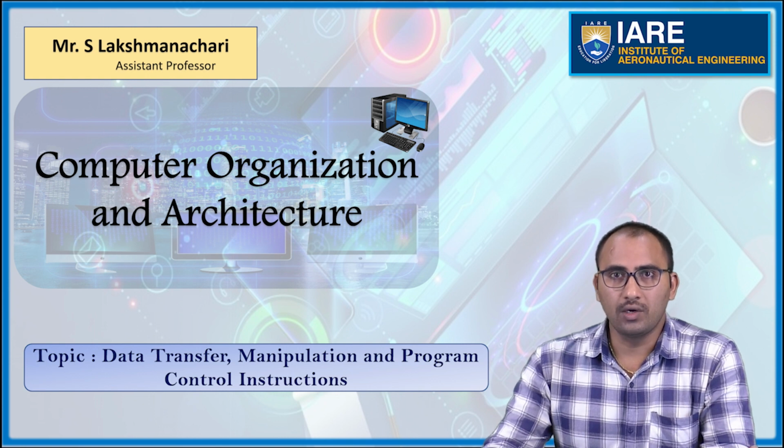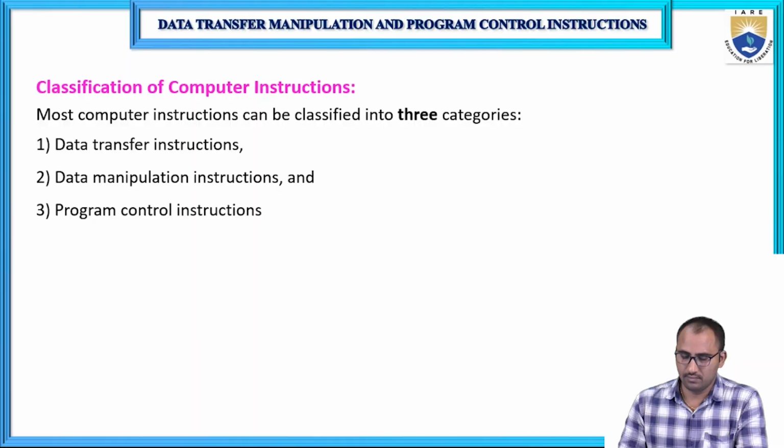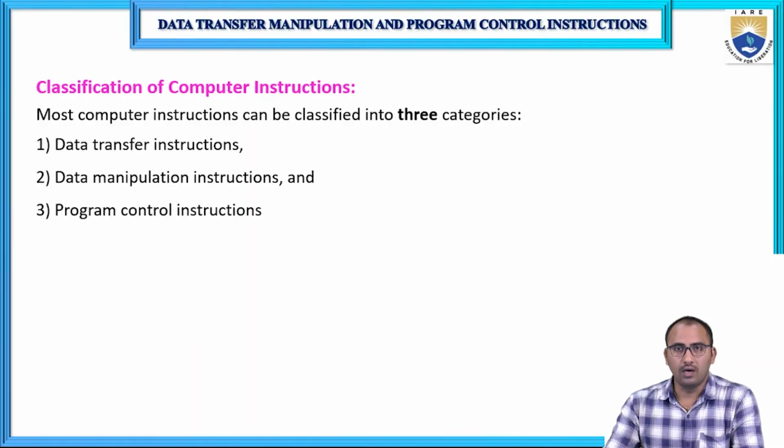Today, we are going to discuss the topic data transfer, manipulation, and program control instructions. So, already we know what is an instruction. Instruction is a command to the processor in order to perform certain operation. So that is called instruction. Based on the type of operation they perform, the instructions are classified into different types.